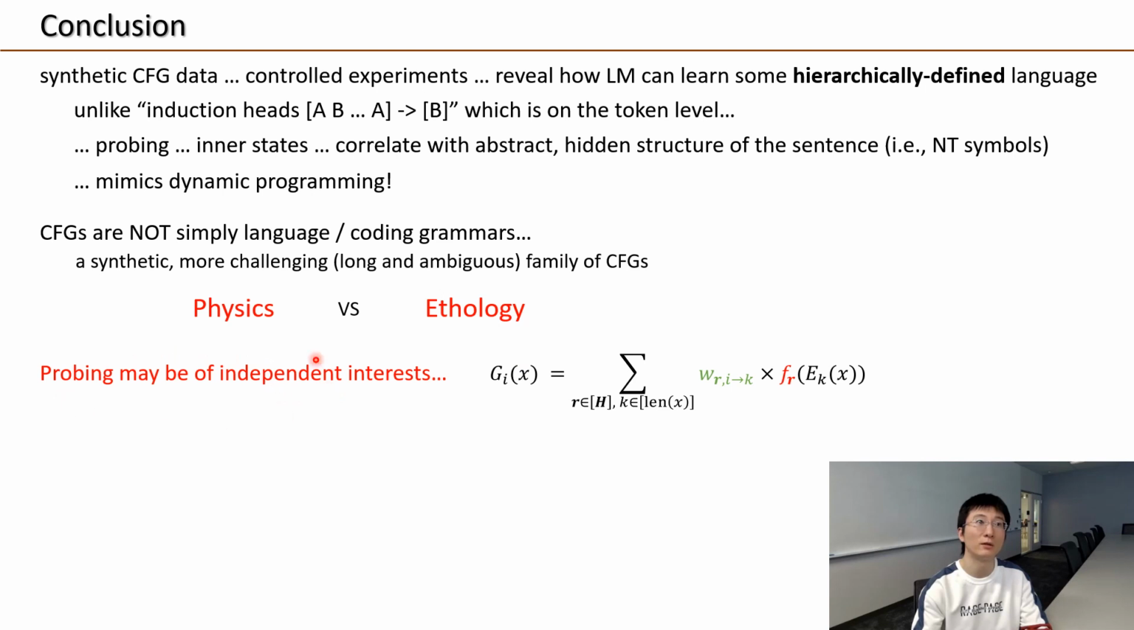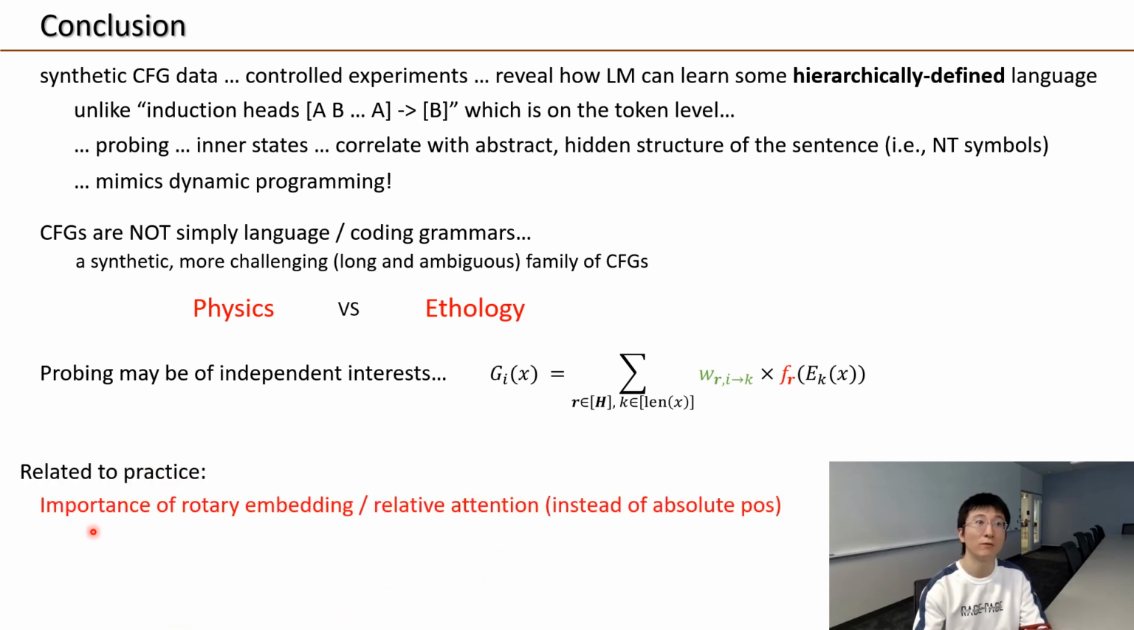And finally, the probing technique we introduced in the paper may be of independent interest, right? It allows you to probe from the last layer, but of varied length and so on. And very surprisingly, many of the results we found actually connect very well to practice. So number one, we emphasize the importance of using rotary embedding or relative attention instead of the original absolute positional embedding of GPT-2, for instance. I know that this is already widely known in practice, but we pointed out that even just by looking at the syntactic level, by looking at the grammar, it's still very important to do this. So therefore we should really abandon absolute positional embedding.